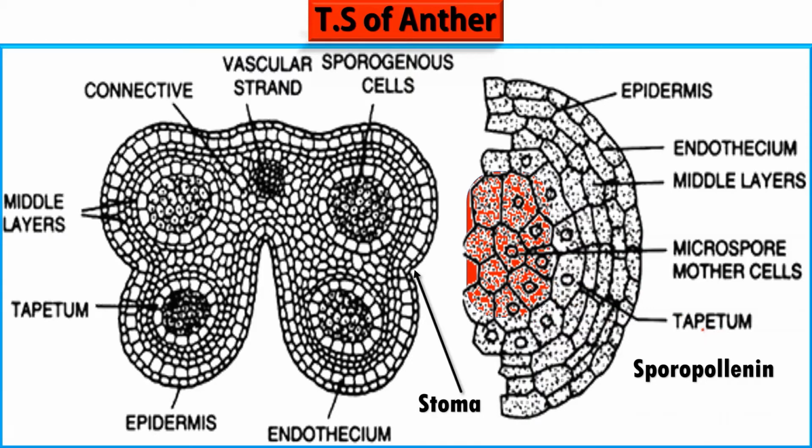This layer gives nourishment to the developing pollen. This tapetum also secretes sporopollenin. Students, we will talk about sporopollenin in the next video. This tapetum encloses the pollen sac, which is also called sporangium. This sporangium contains microspore mother cells, which undergo meiosis to form microspores or pollens.